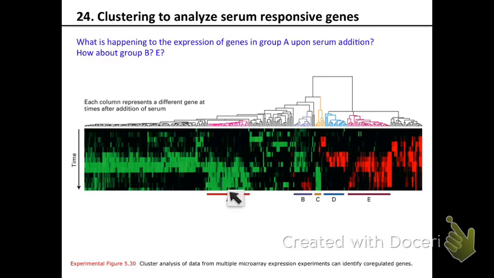So if a gene goes up, it's going to have more red color, right? That's what we decided at the beginning. And then if a gene expression goes down upon serum addition, we said it's going to be more green. So what do you think is happening to these group of genes expression upon serum addition? They go down, right? So they're down-regulated. What about group B?